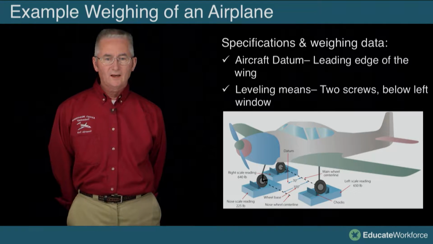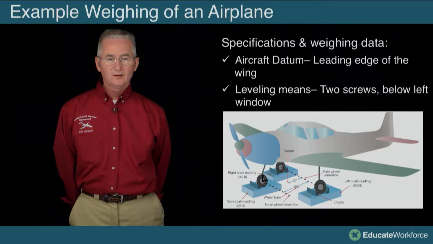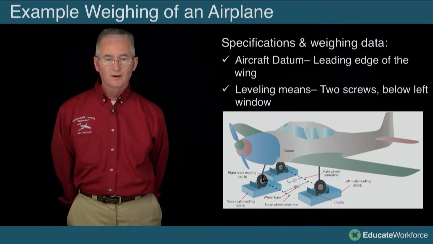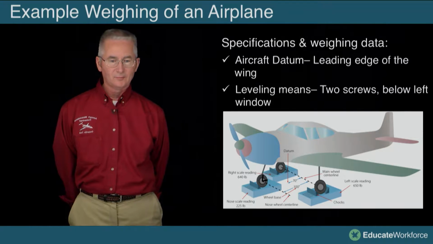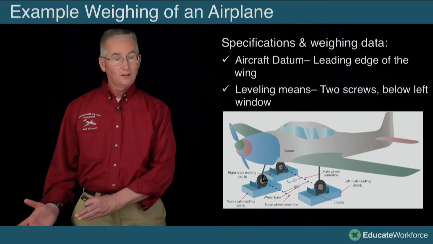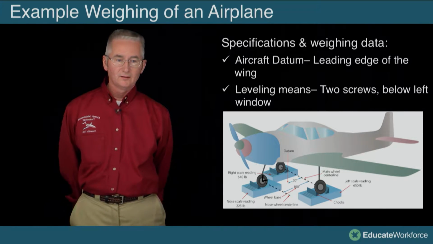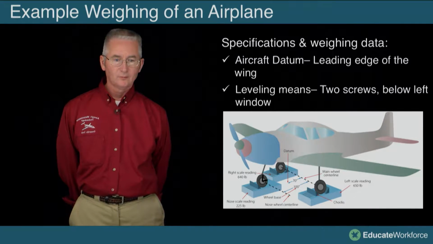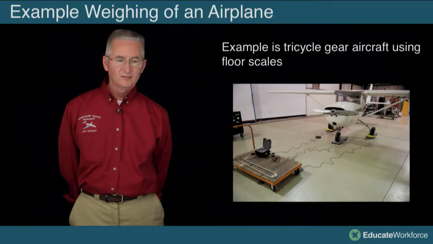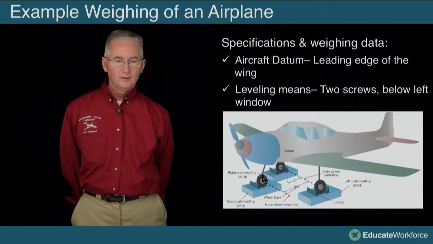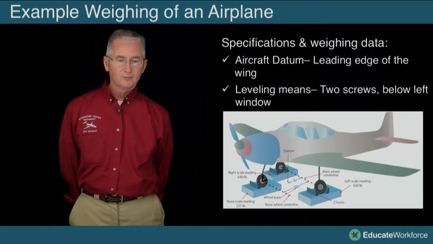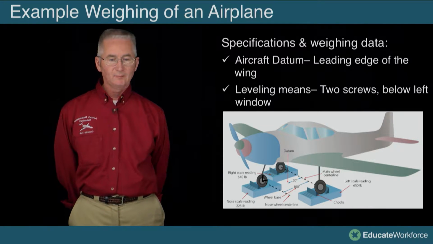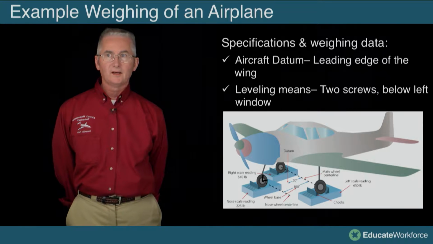Specifications for weight data: we're going to be looking at the aircraft datum. For this particular aircraft that we have in the video, the leading edge of the wing is going to be the datum. Now the 150, remember we had talked, the datum for the 150 in the previous picture is actually the face of the firewall. But let's move back to this aircraft here. You can see the datum line coming down right there at the leading edge of the wing.